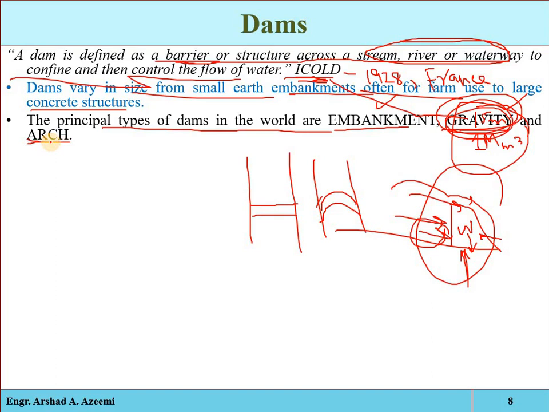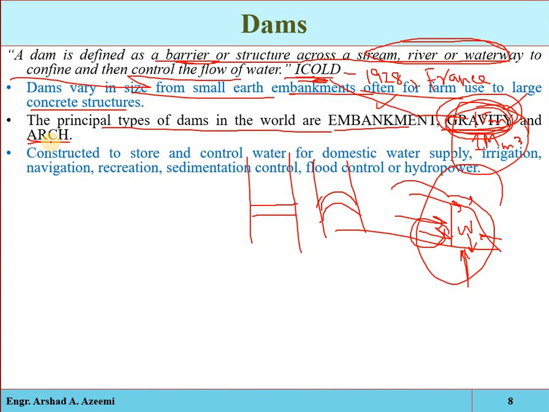Okay, we will discuss in detail. So these are just the principles, major types of the dams: embankment, gravity, and arc. And dams are constructed to store and control water for domestic water supply and irrigation, navigation, recreation, sedimentation control, flood control, and hydropower. Okay, so these are the main purposes for which we are storing the water.